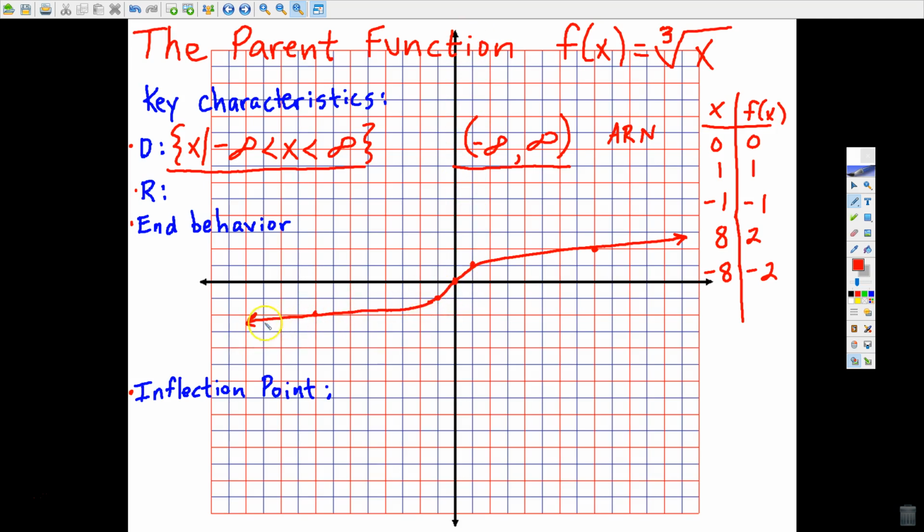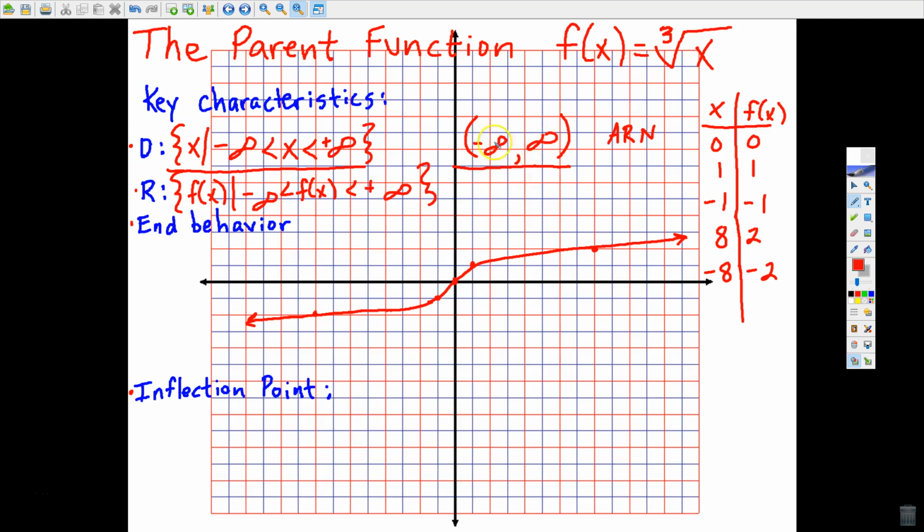This is going to continue to gradually work its way down forever, and so all of these on the negative y-axis will be used as y coordinates. So the range will be the same. We can use f of x such that our function is between negative infinity and positive infinity.